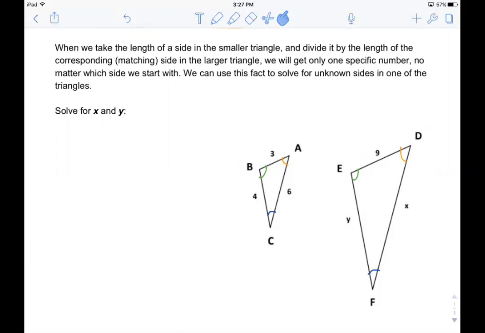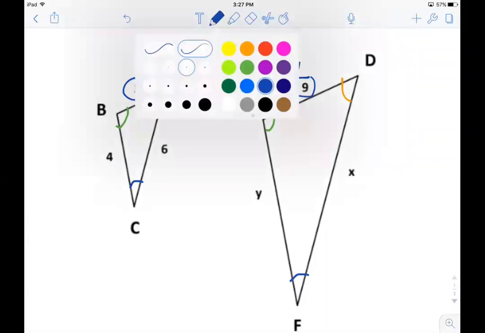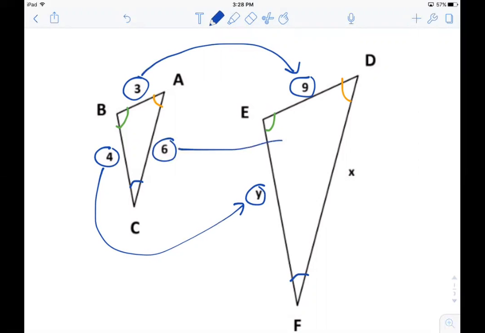So, for example, if I look at these two triangles here, I can see that I have one side here that's labeled with a 3, and it has a matching or a corresponding side over here with the 9. I can see that this 4 has a matching or a corresponding side with this Y, and I can also see that this 6 has a matching or a corresponding side with this X. So every side and every length of every side in the smaller triangle has one that it matches up with in the bigger triangle. And that word matching, we sometimes replace with the word corresponds to. So it corresponds to the side length of the other triangle.